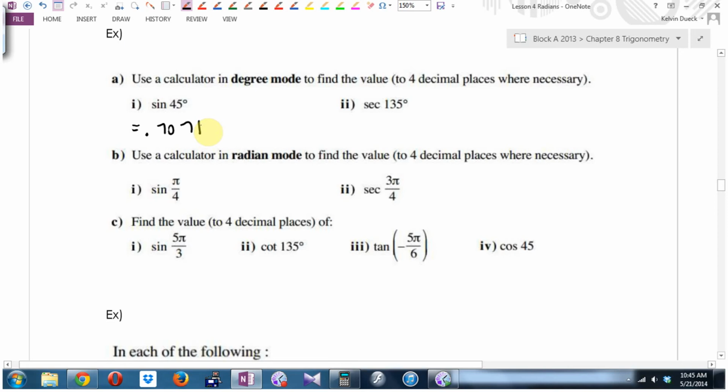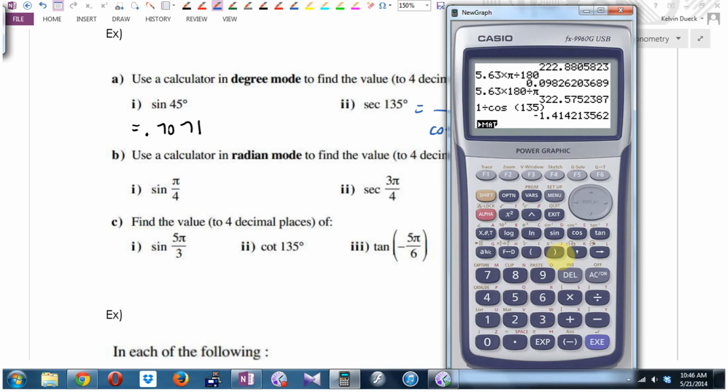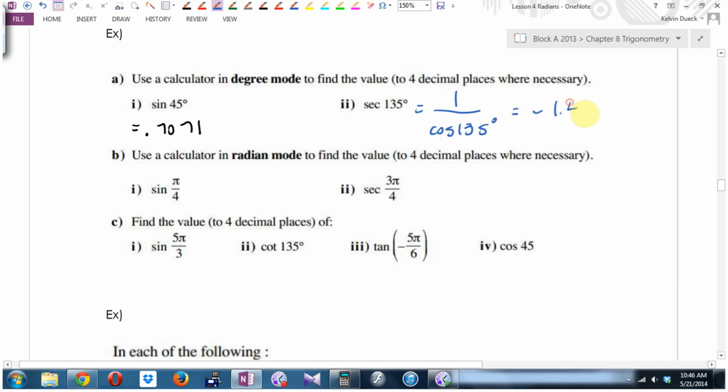Secant. I don't do secant. What does secant go with? So this is going to be the same as 1 divided by the cosine of 135 degrees. 1 divided by the cosine of 135 degrees. And I get negative 1.4142. Double check me. Is that right? Right, to do secant and cotangent, it's 1 divided by sine, cosine, and tangent.